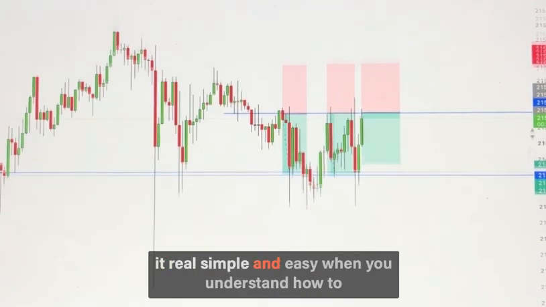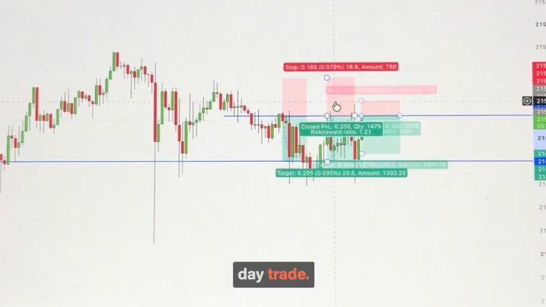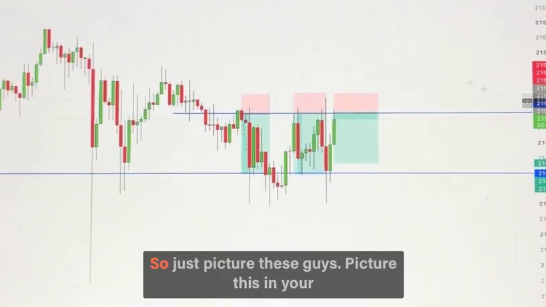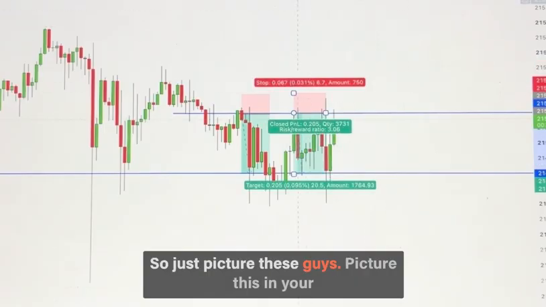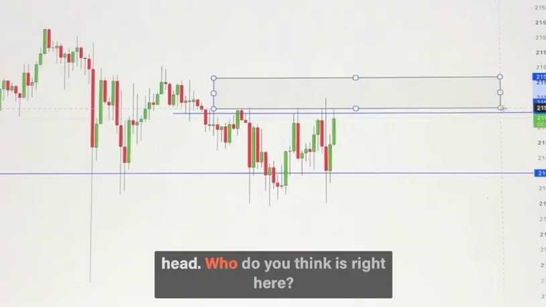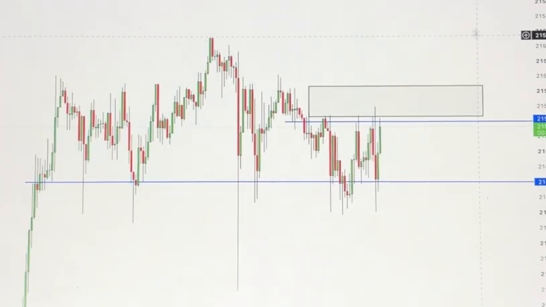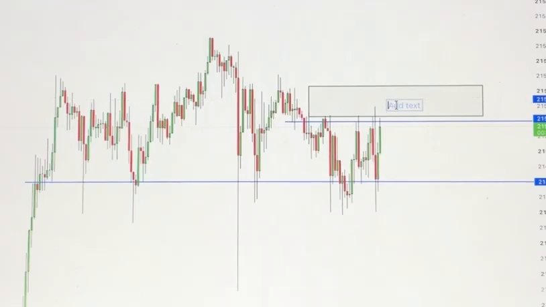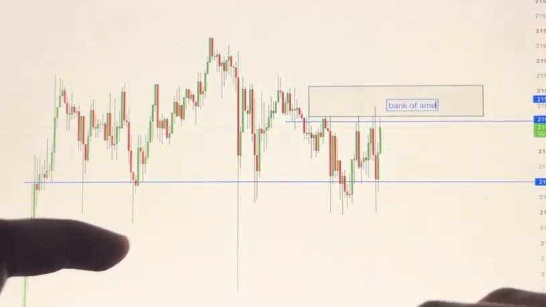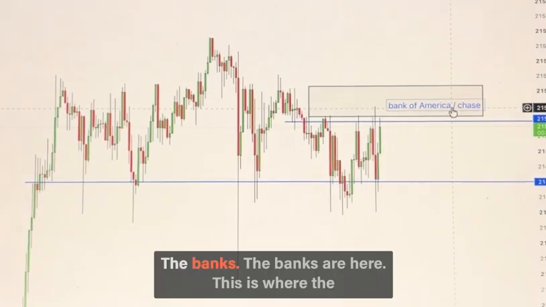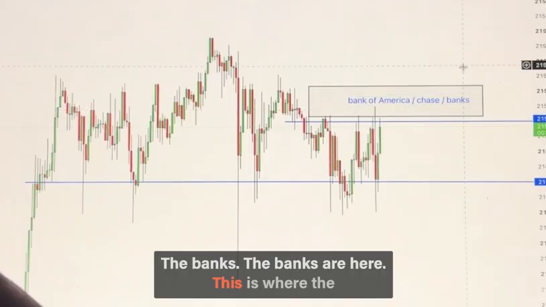Day trading is real simple and easy when you understand how to day trade. So just picture this, guys. Picture this in your head. Who do you think's right here? I could tell you who's right here. The banks. The banks are right here. This is where the banks are at.